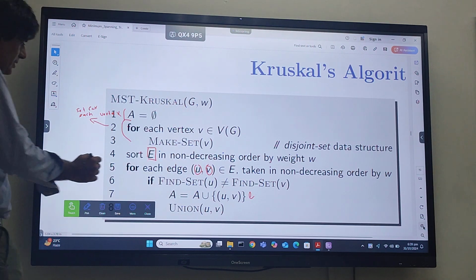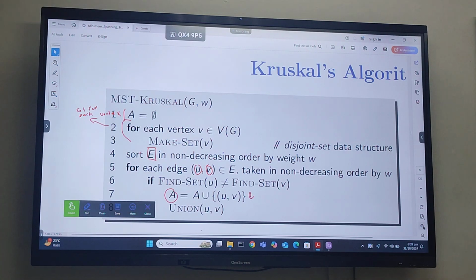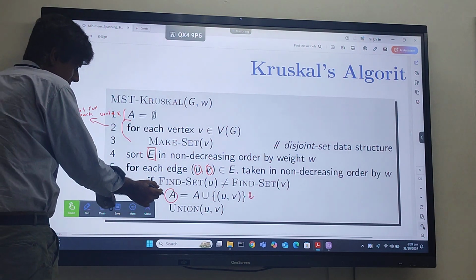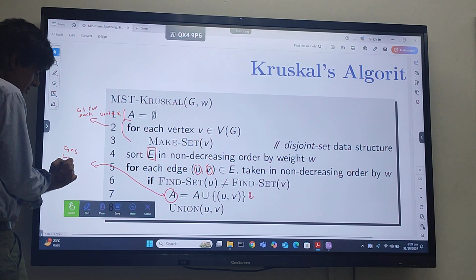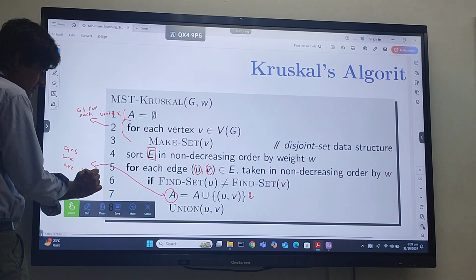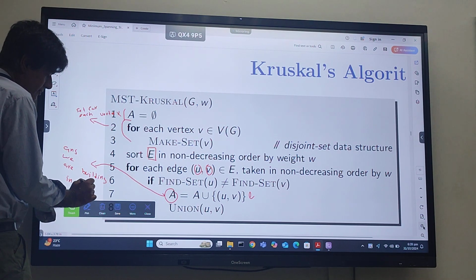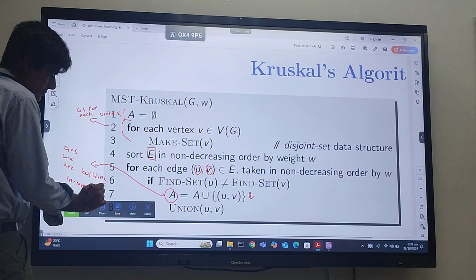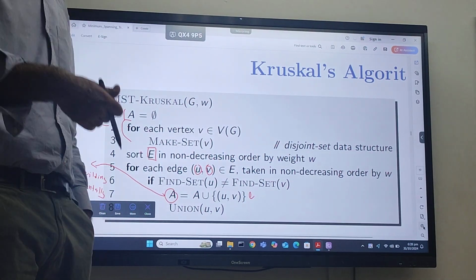What is A? This will give us the minimum spanning tree. Yeah, this is the answer, built incrementally one by one.